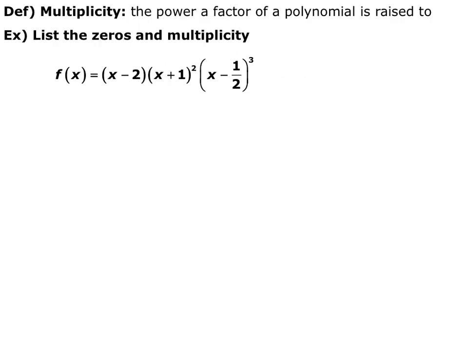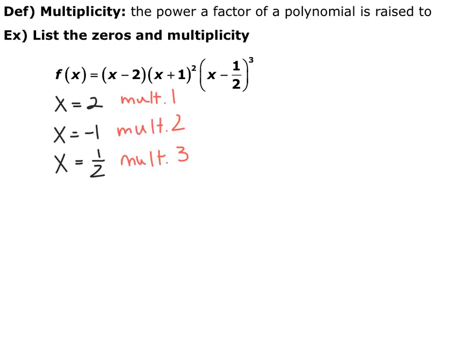Multiplicity is the power a zero or a factor of a polynomial is raised to. So if you have a polynomial in factored form like this one here, then whatever its power is, that's its multiplicity. Reading off of this, I want you to pause the video and find all the zeros of this polynomial and what multiplicity, or what power, each one is raised to. So degree and your a value tell what's happening in the end behavior. Multiplicity is telling us what's happening at each of these zeros.